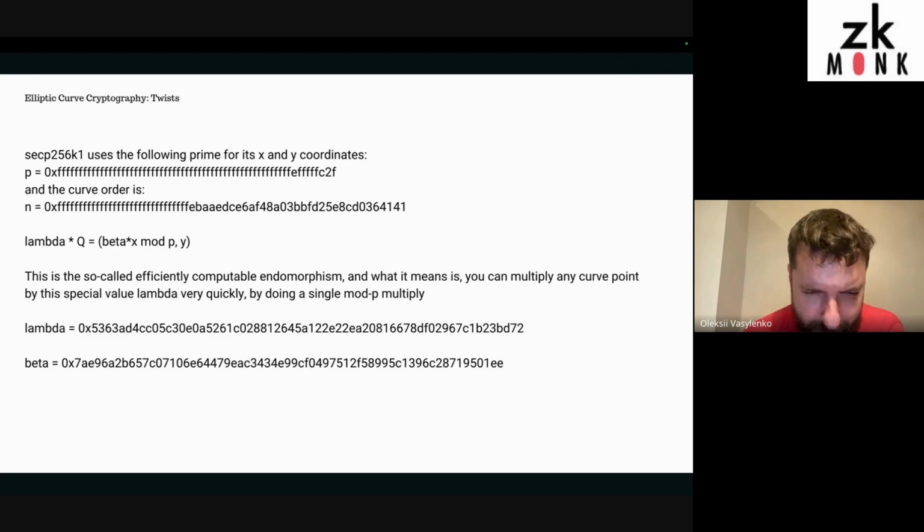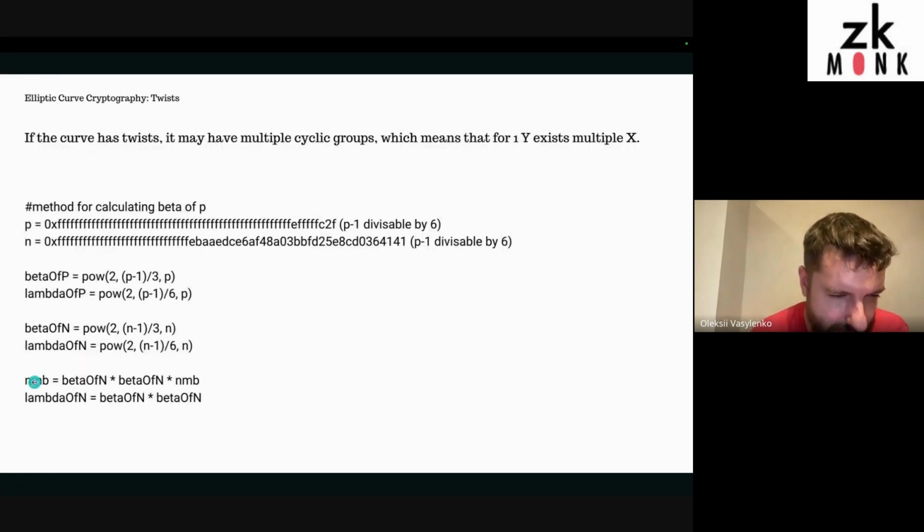What does it mean? It's called an efficiently computable endomorphism, which allows you to multiply any curve point by a specific value very quickly by doing a single mod p multiply. It means I can multiply beta of n by some scalar value, and I multiply lambda of p by its coordinate to get the corresponding new multiplication to the new coordinate.